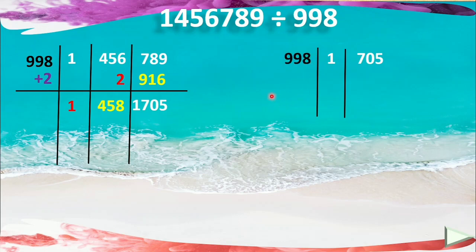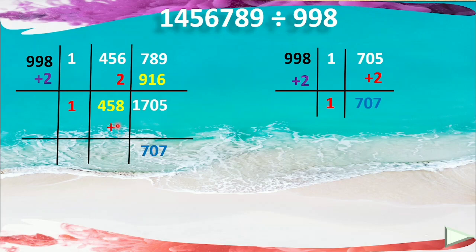Now write again 998 and 2 just below it, and write down first digit, it's 1, and multiply with 2. 2 ones are 2. After adding, result is 707. Now in 707 there are 3 digits.